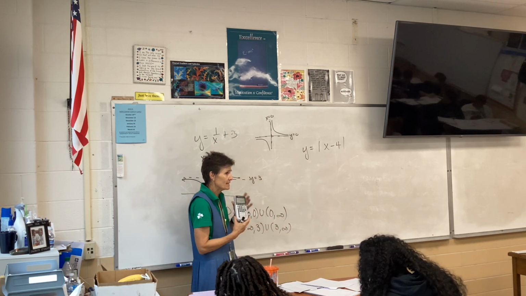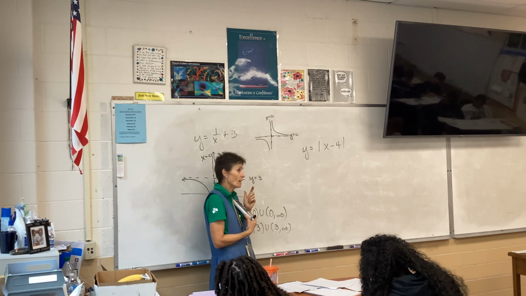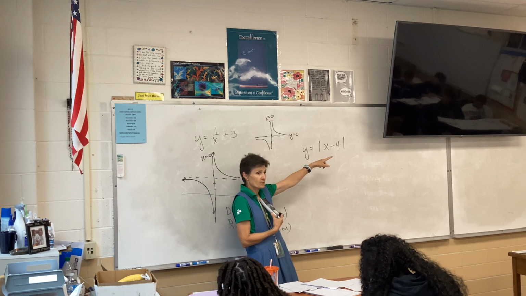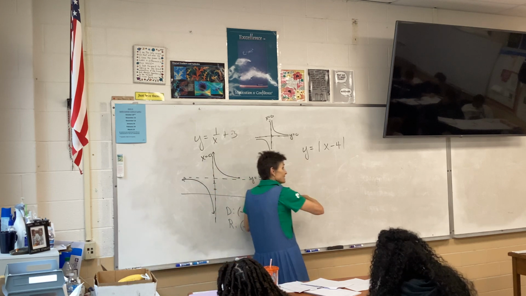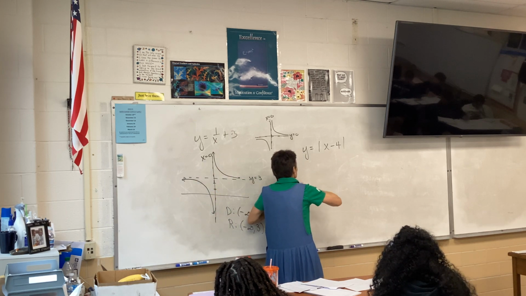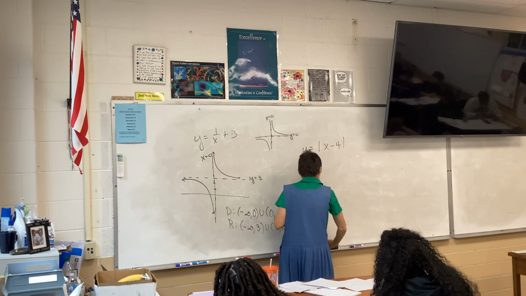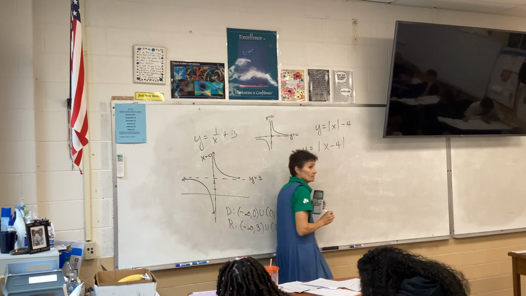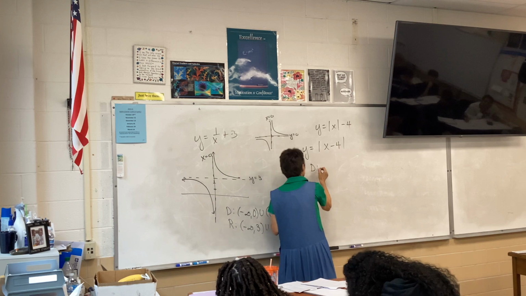Did you get a V shape? Is it moved the way you anticipated it moving? 4 units to the right? That's different, gang. That's different than this. Right? Okay, domain and range for this guy.